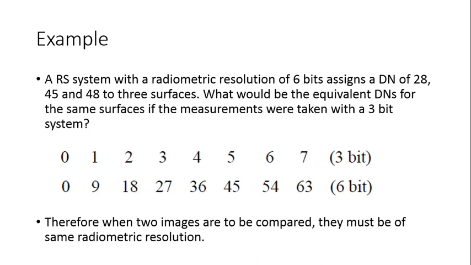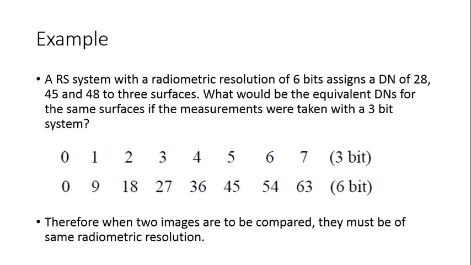Once again, this is a very simple and tricky example actually. I have a remote sensing system with 6 bits of resolution and it measures the digital number, DN, at 3 surfaces as 28, 45, and 48. What would be the equivalent DN in the 3 bit system?